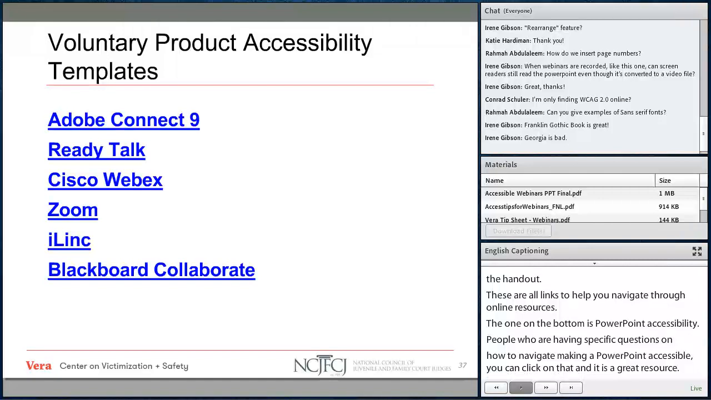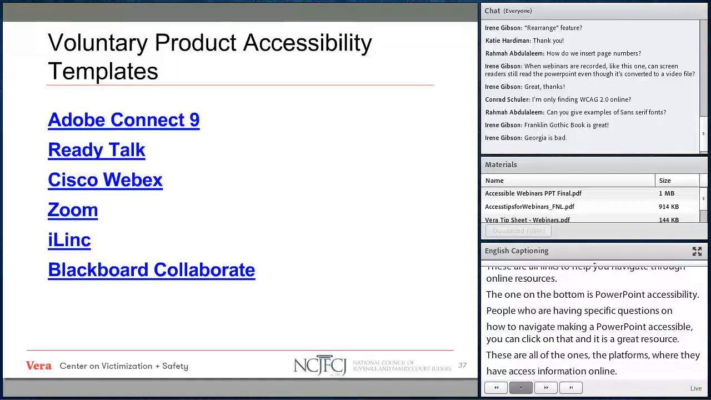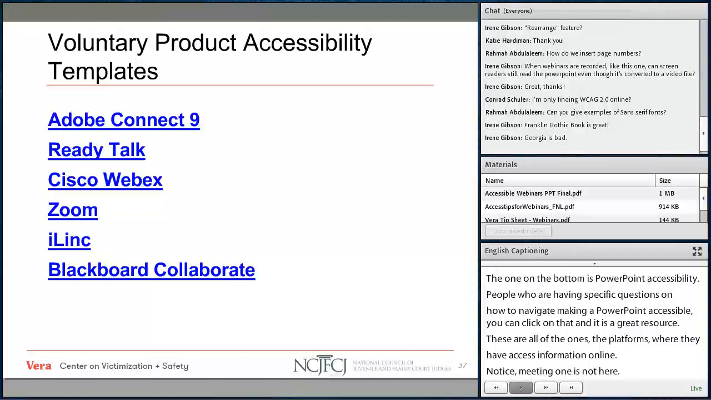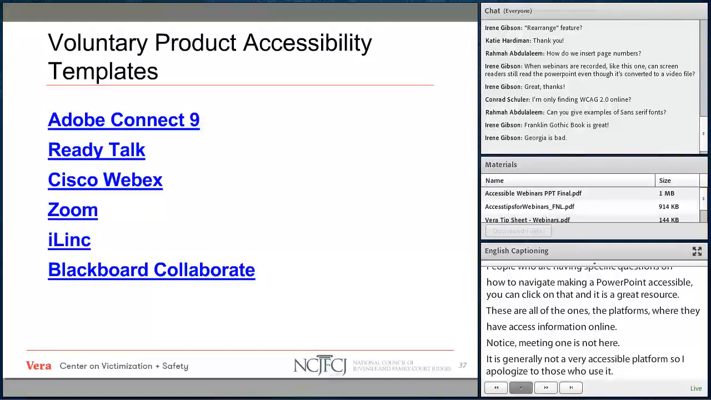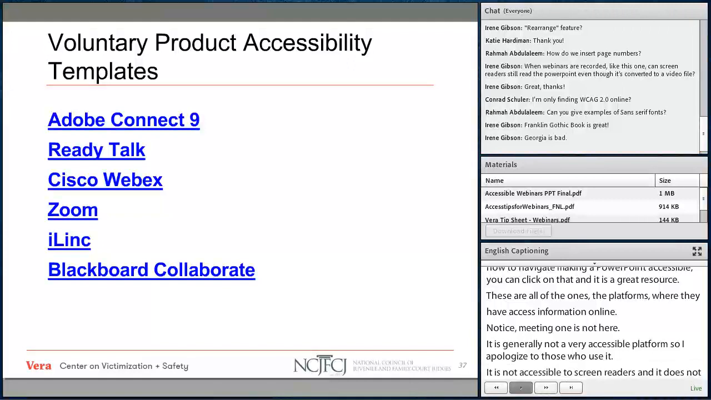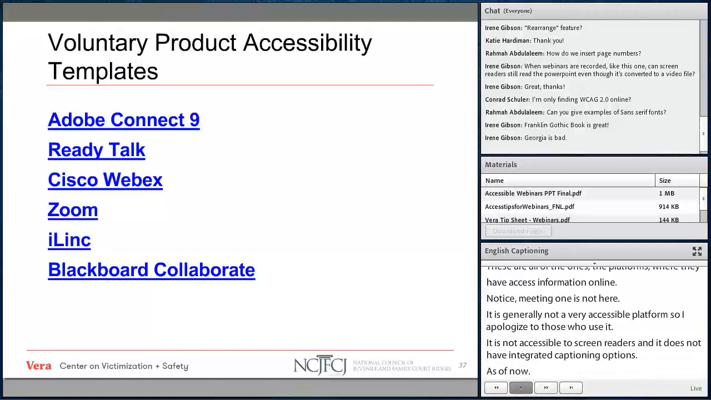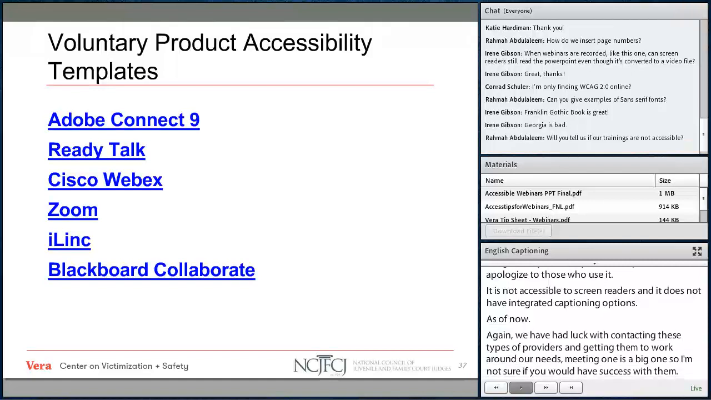Notice that Meeting One is not on here. It's generally not a very accessible platform, so I apologize to those who are using it. It's not accessible to screen readers. It doesn't have any integrated captioning options as of right now. So again, we have had luck with contacting these types of providers and getting them to kind of work around our needs. Meeting One is a big one though, so I'm not sure if you would have any success with them, but it is worth reaching out to your contact there and seeing what they have to offer in different platforms.